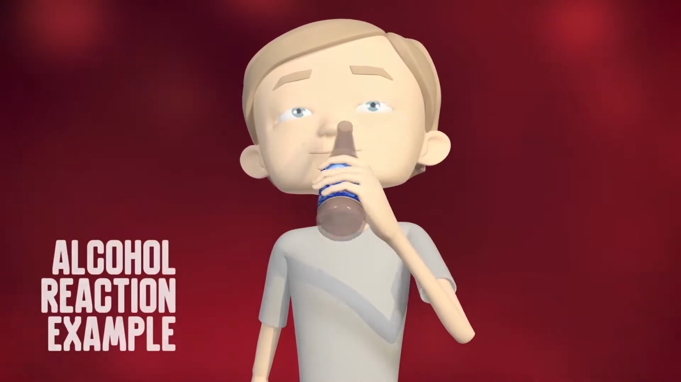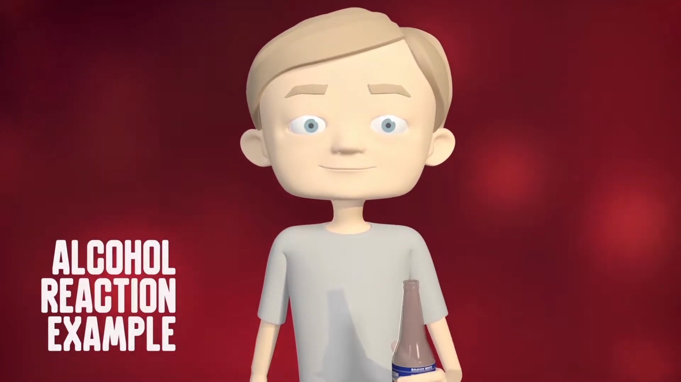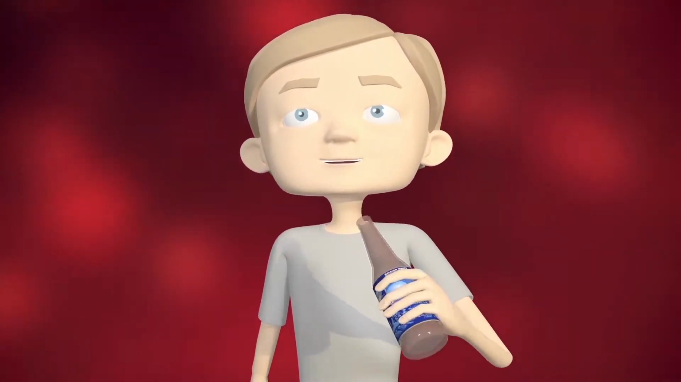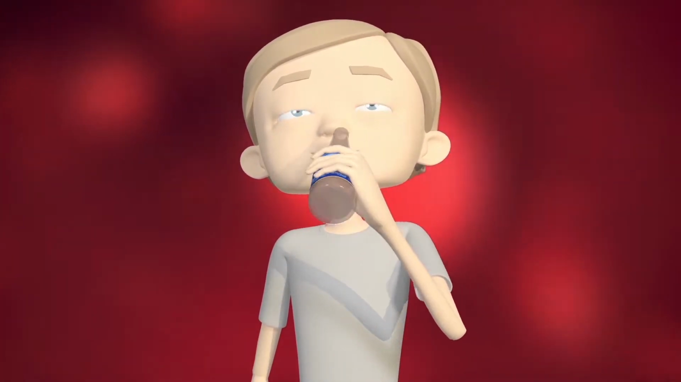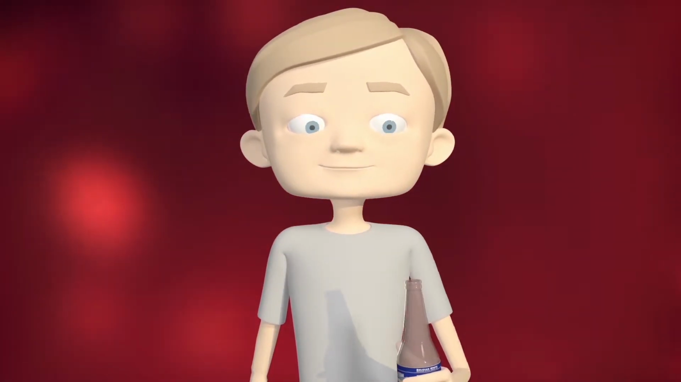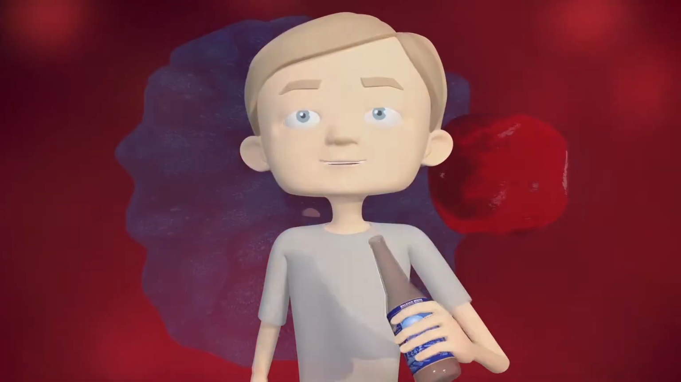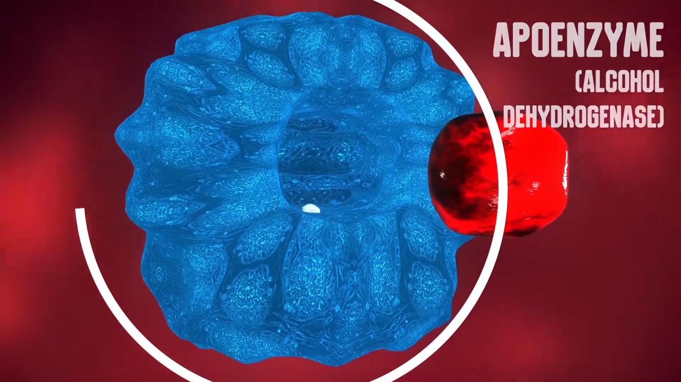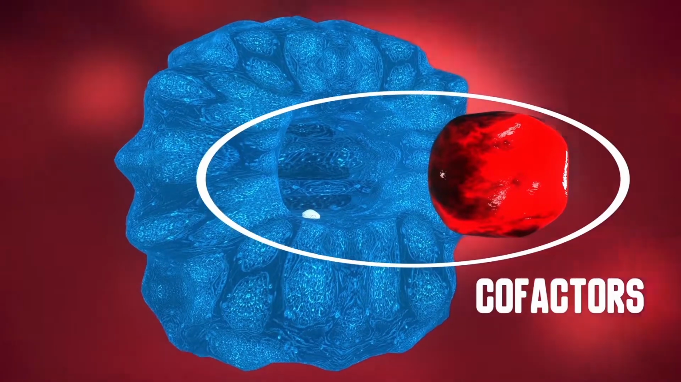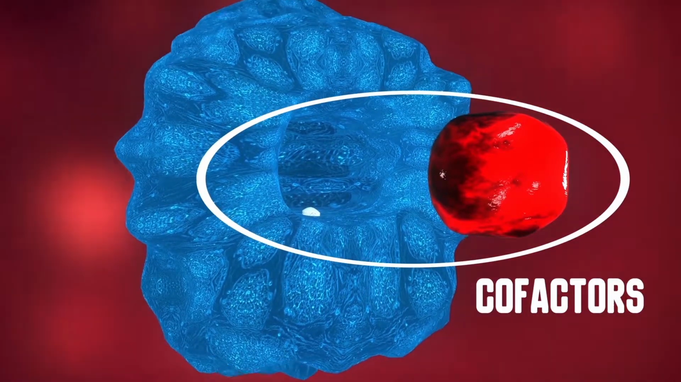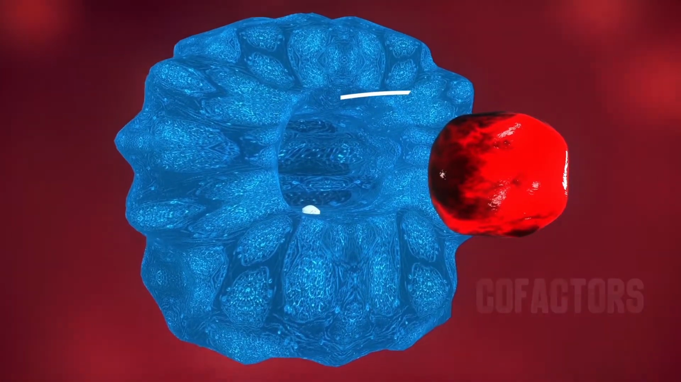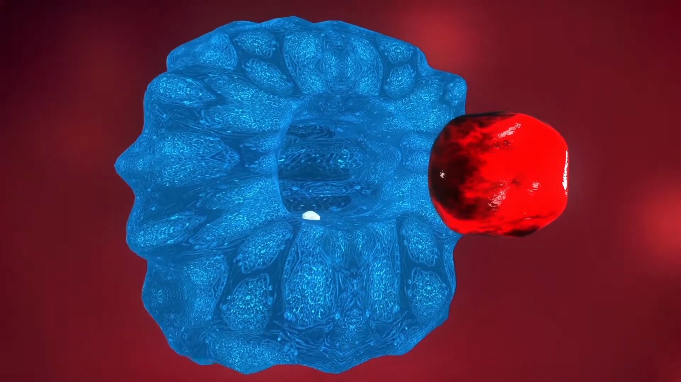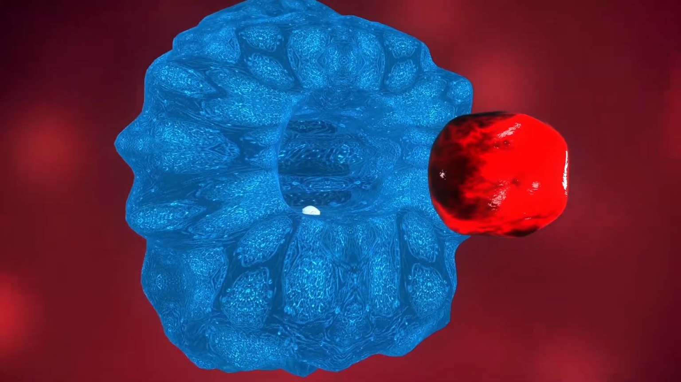In this next example, we see how an enzyme can alter a substrate, and also what parts make up an enzyme. If you consume alcohol, your stomach will get to work digesting the ethanol using the enzyme alcohol dehydrogenase. Enzymes are made of two parts, the large protein structure known as the apoenzyme, and the smaller variable molecules that form part of the active site, called cofactors.